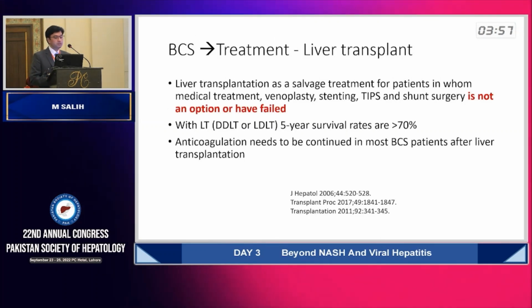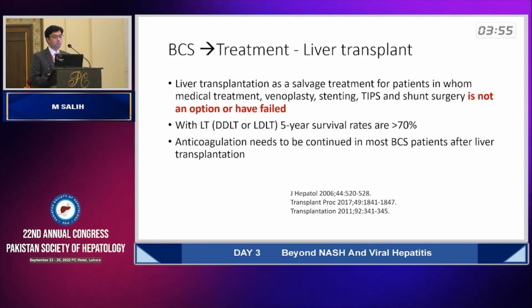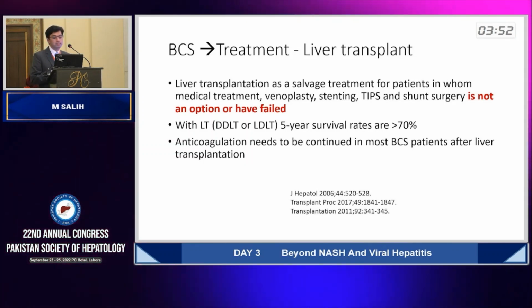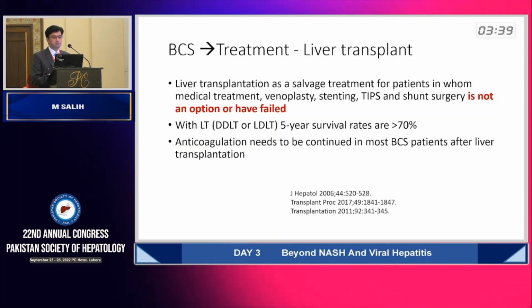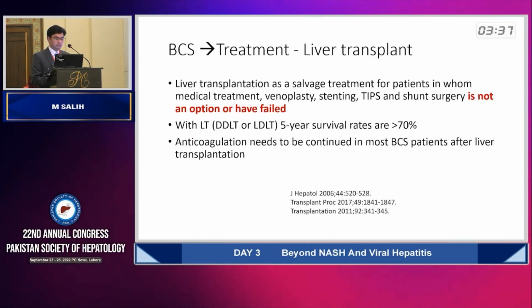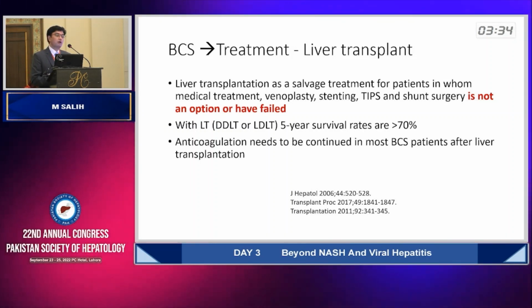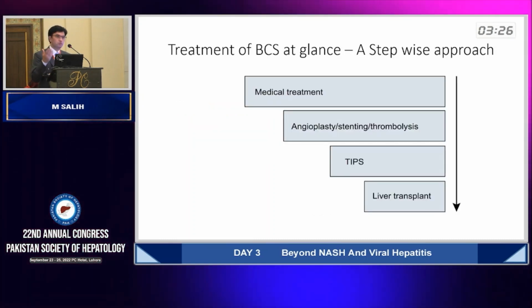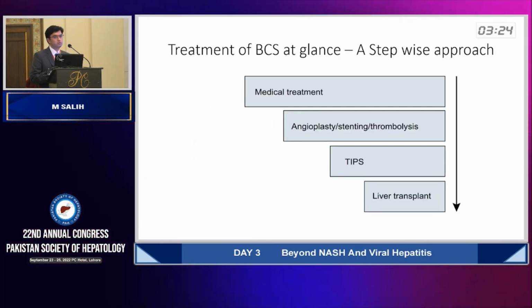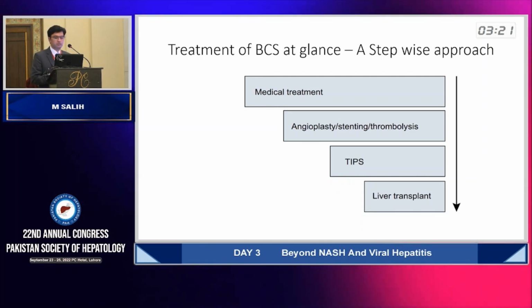Liver transplantation is a salvage treatment for patients in whom medical treatment, venoplasty or stenting, TIPS or DIPS, or shunt surgery is either not possible or has failed. The LDLT data is small, but one can still have more than 70% survival rates in properly selected patients. However, the majority of these patients would require lifelong anticoagulation after liver transplantation. This was also shown to you yesterday by Professor Ghayas. So this is a stepwise approach to the treatment of Budd-Chiari syndrome.